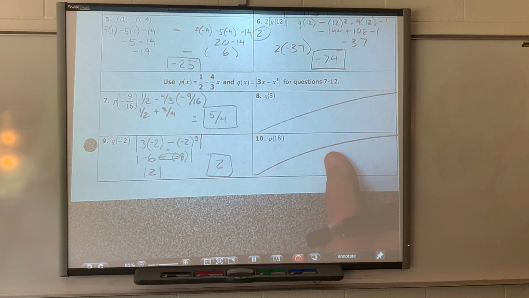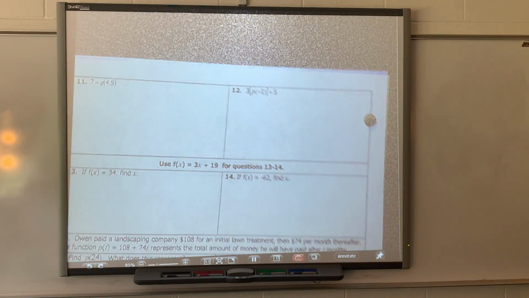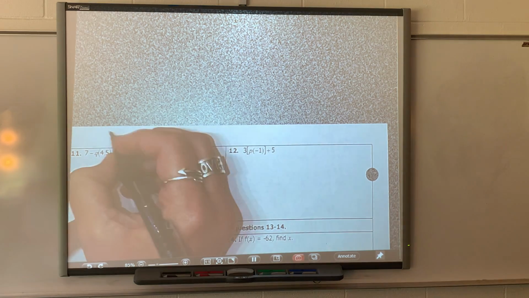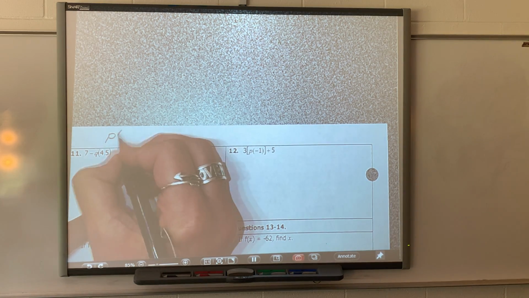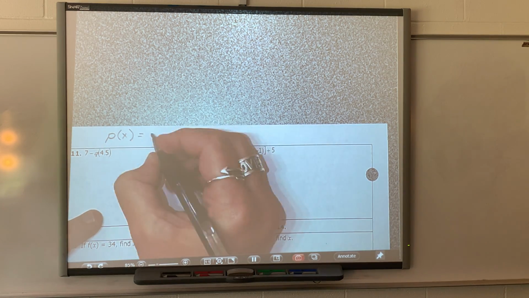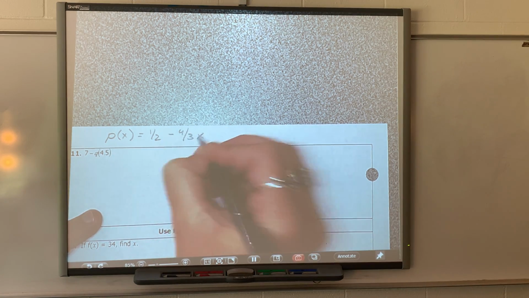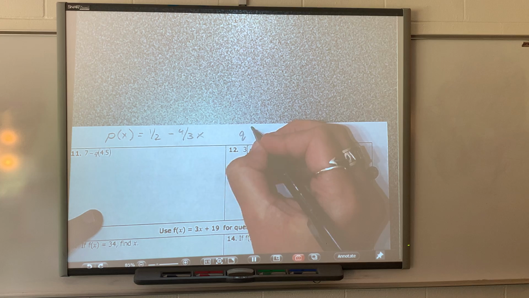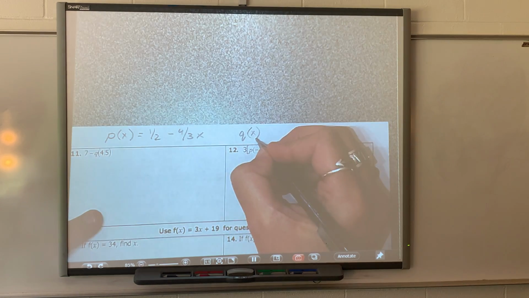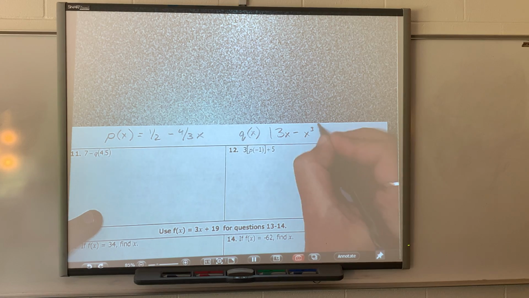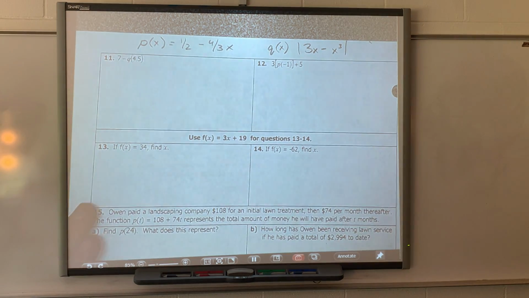Everybody okay there? All right, here we go. On the back. Here were your originals because these go with this. P of x was 1/2 minus 4/3 x, and Q of x was the absolute value of 3x minus x to the 3rd. Those were the two that they gave you.